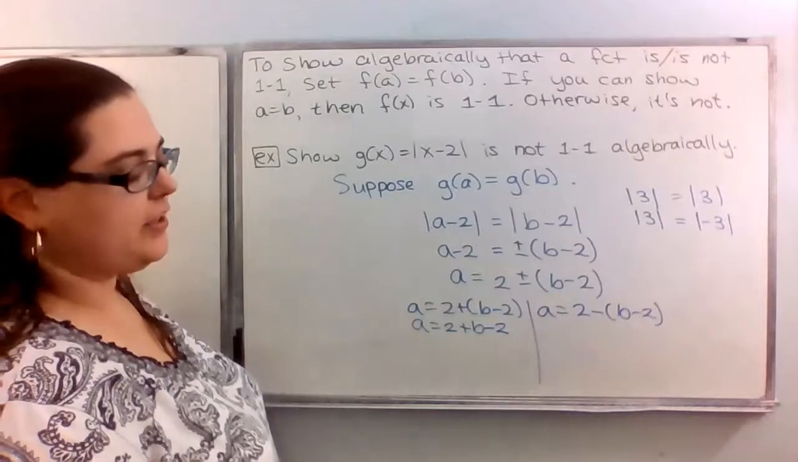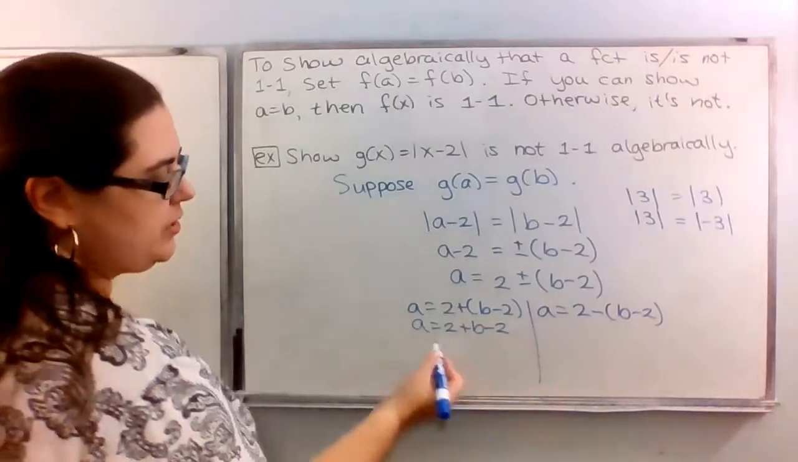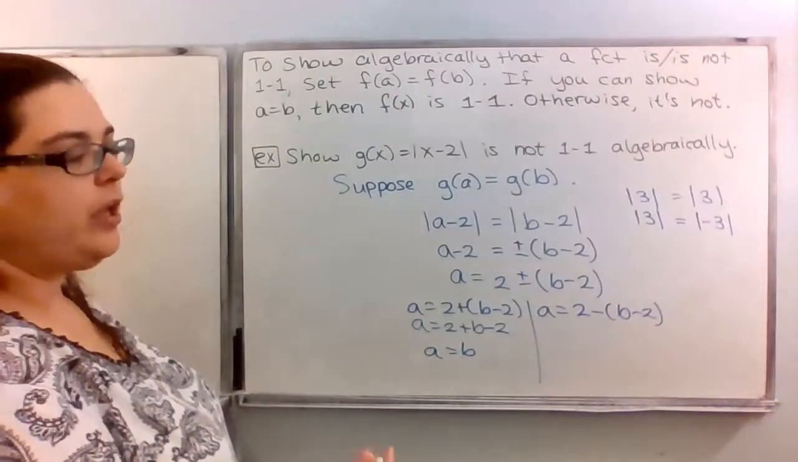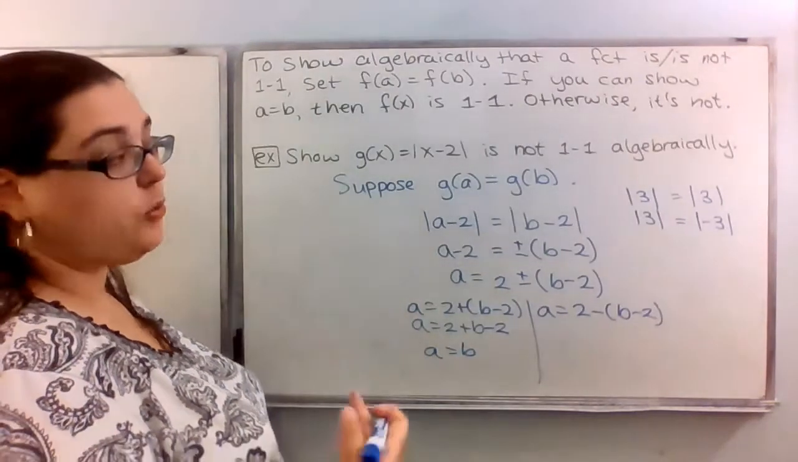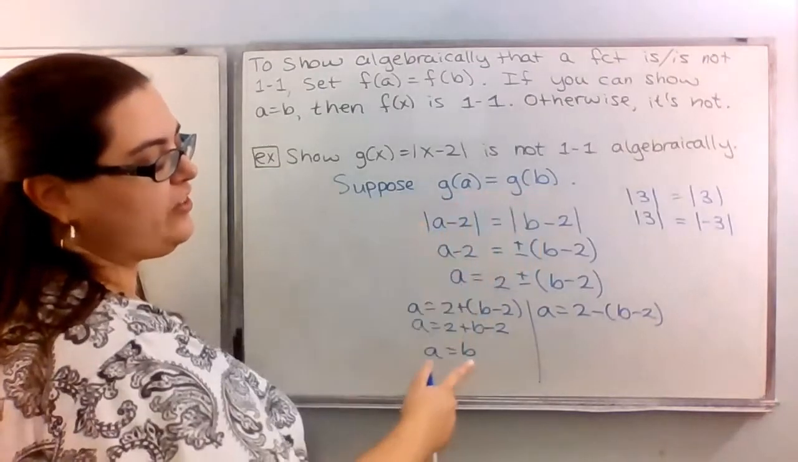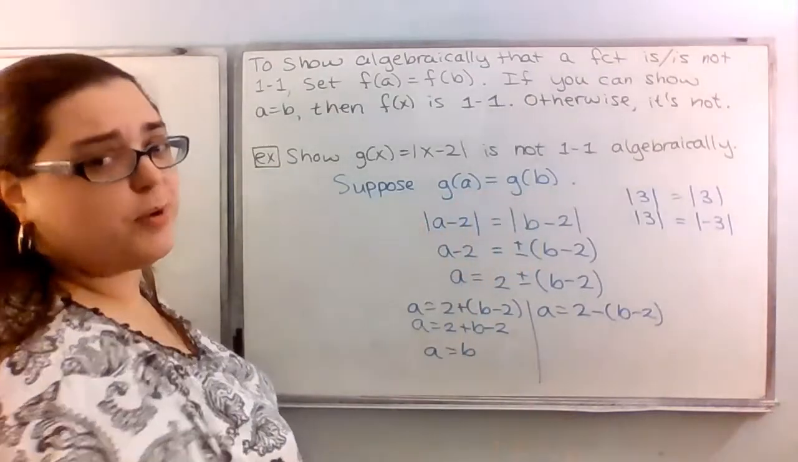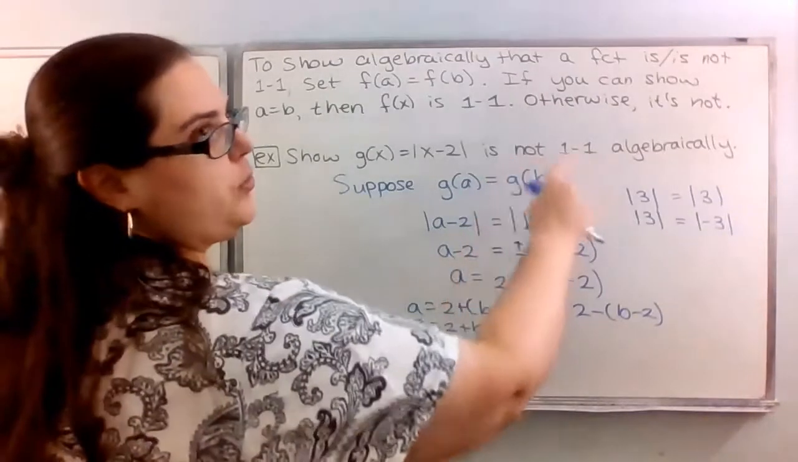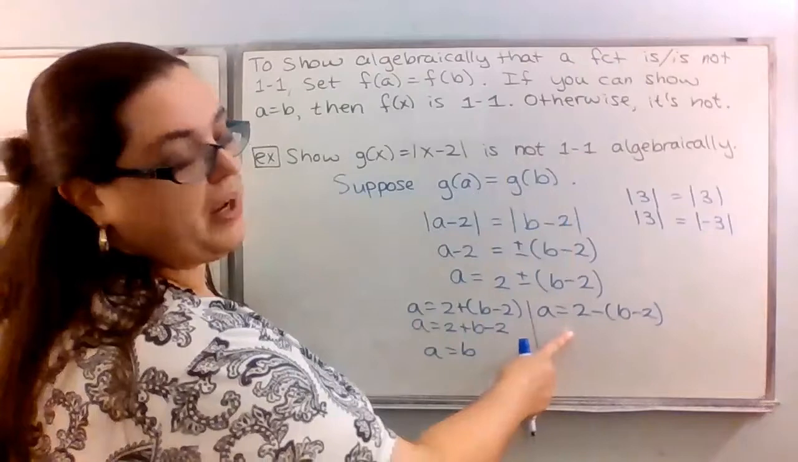And then I can combine my like terms. So 2 minus 2 is 0, so we get a equals b. So what this is telling us is one way that I could get the same y values is if I actually had the same x values. So that's what we want for one-to-oneness, but we know it's not one-to-one, so we suspect something fishy might happen over here.